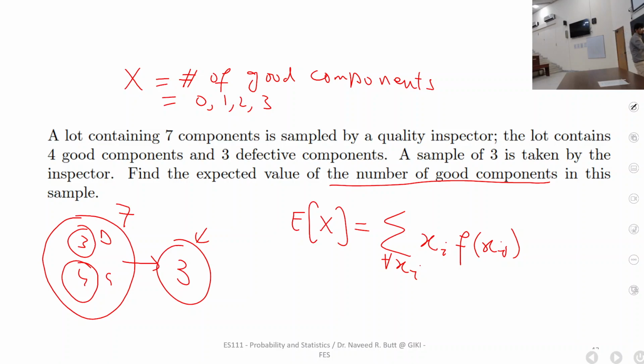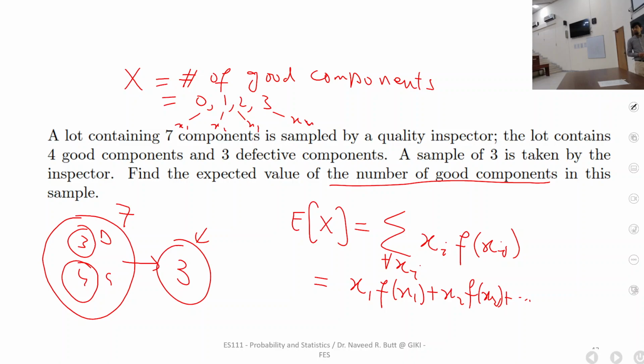In our case, this formula will be, so I'm just spelling it out. This is x1, let's say this is x2, this is x3, and this is x4. So we have x1 times f(x1) plus x2 times f(x2) plus so on, x3 times f(x3) plus x4 times f(x4). That is the expected value. So now, do we have this x1? Do we have that value?